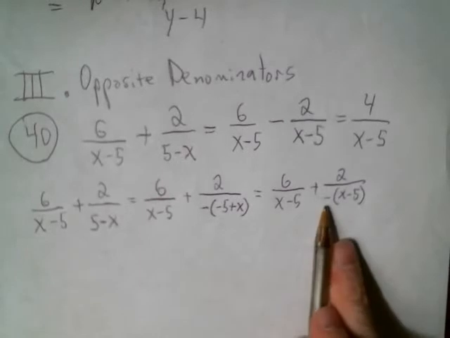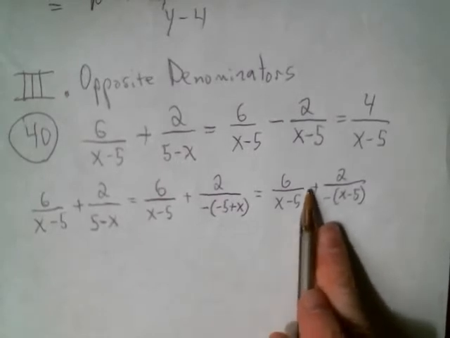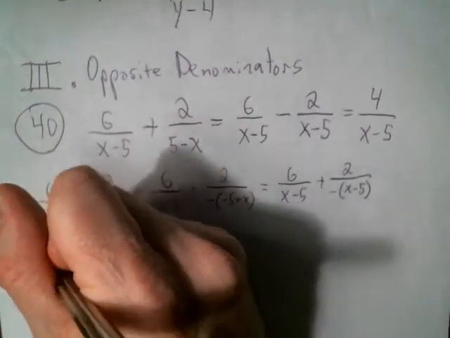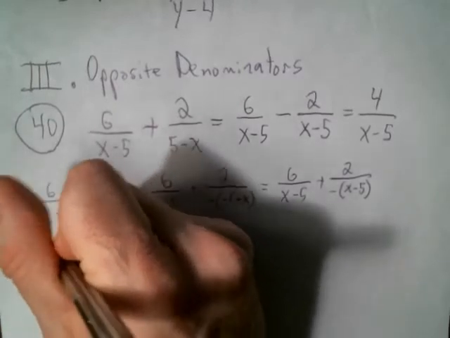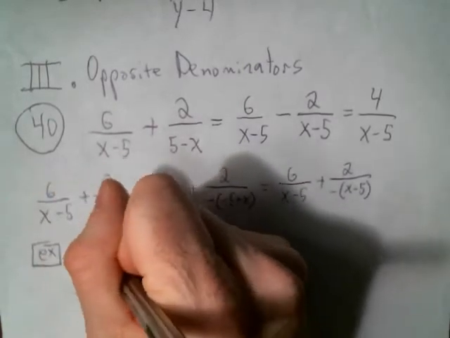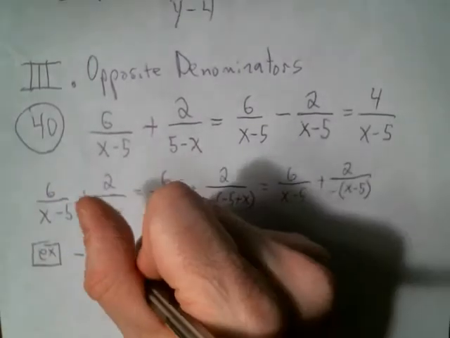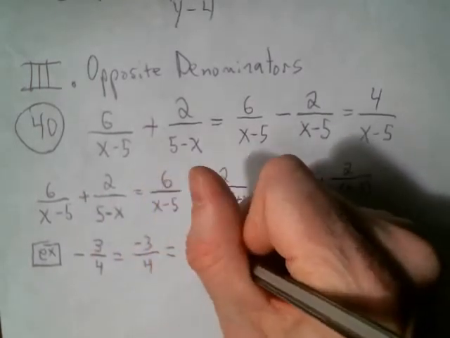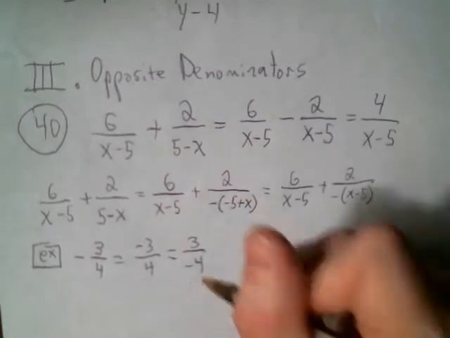Okay, we're almost there. Now you can move a negative from the bottom to the front to the top. That's a common rule for negatives. So if you had negative 3/4, you could always rewrite it as negative 3 over 4 or 3 over negative 4.